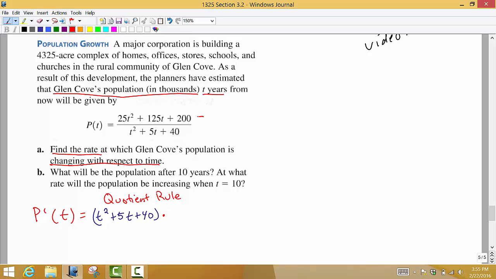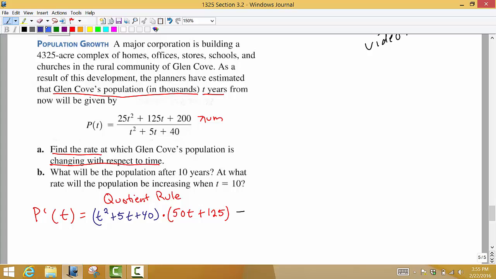So our numerator is 25t squared, so the derivative of that would be 50t. And we have 125t, so that would be plus 125. And the derivative of 200, since that's a constant, would be 0, so we don't have to add in a 0.